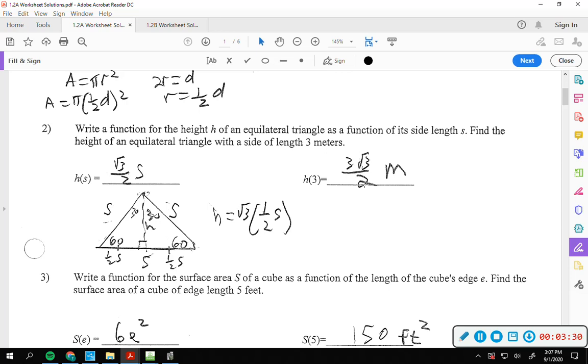3 times the square root of 3 over 2. Don't forget units of measurement anytime that they give. It probably would have been better if I wrote out meters here.